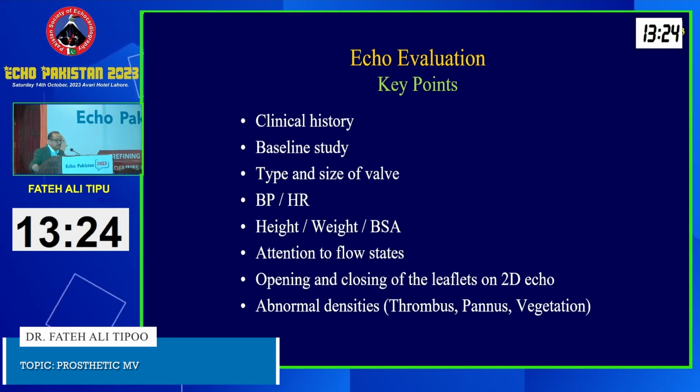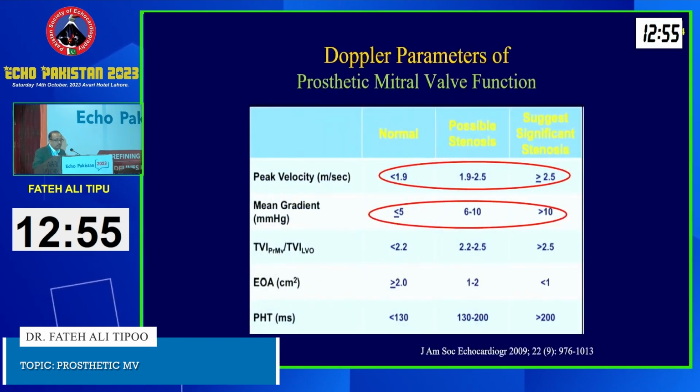Attention should be given to the flow states, whether the patient is anemic, or having fever, or in a high flow state like pregnancy or thyrotoxicosis. Now, starting with the 2D echo, the important point is the opening and closing of the leaflets or the occluders. So we should focus on the opening and closing of the leaflets, and then look for abnormal densities which may be attached to the valve, which may be thrombus, pannus, or vegetation.